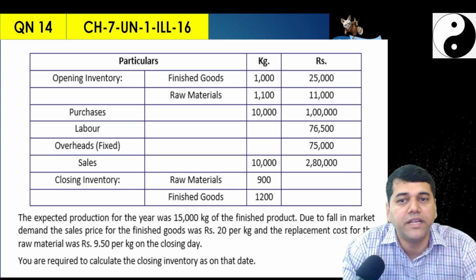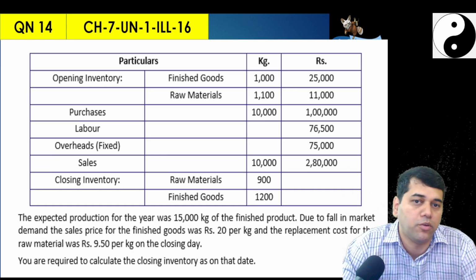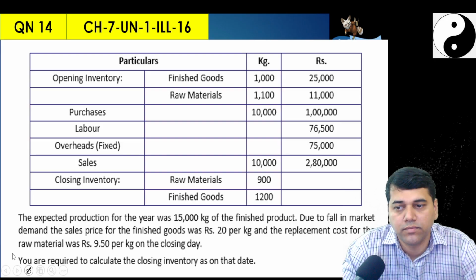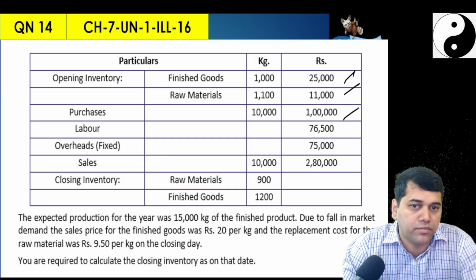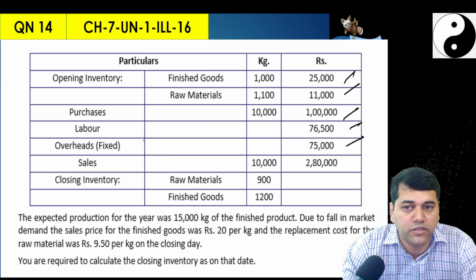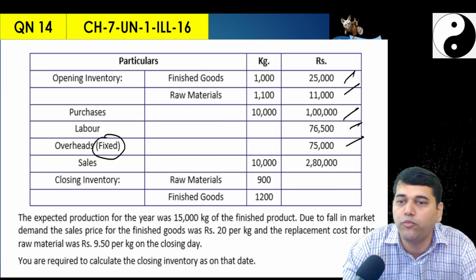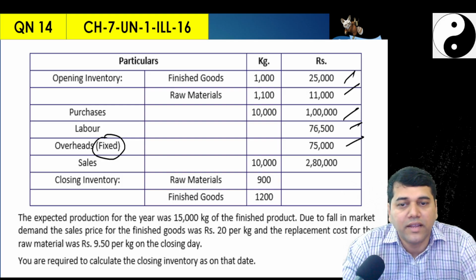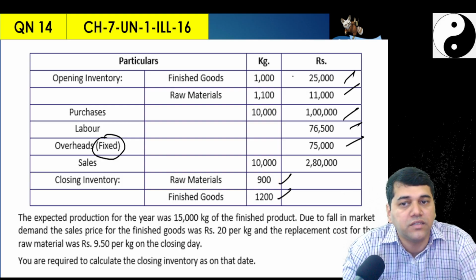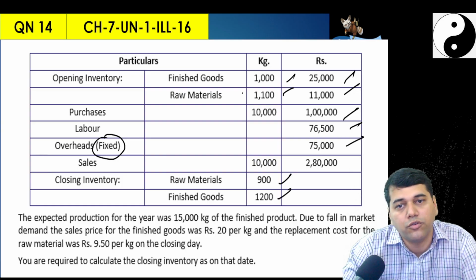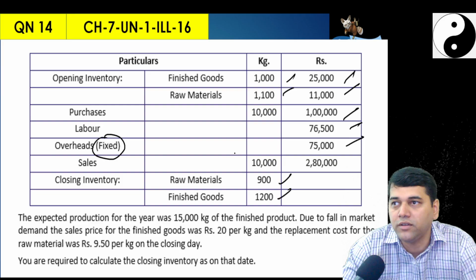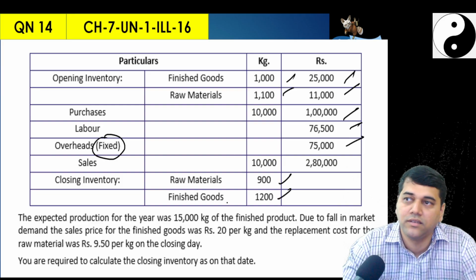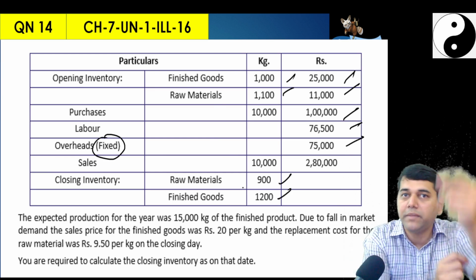Now opening inventory they have given you, finished goods, raw material, some stock they have given you, purchases they have given you, labor, overhead cost is given. See, the fixed overhead cost means somewhere capacity they should have given you. Now sales and the closing inventory of raw material and FG. Here they have given it reversed, please be careful. Here FG, raw material; here raw material, FG. So some student in that hurry may take some other values.